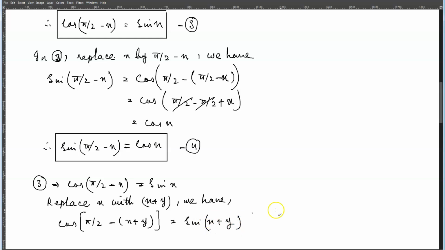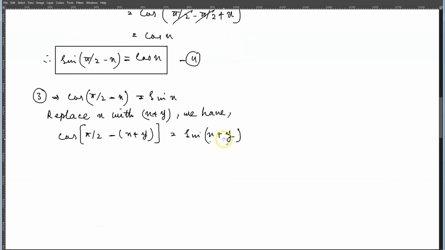Sine of x plus y. And so what that means is that the cos of pi by 2 minus x minus y, I can write this as pi by 2 minus x plus y, is equal to sine of x plus y.